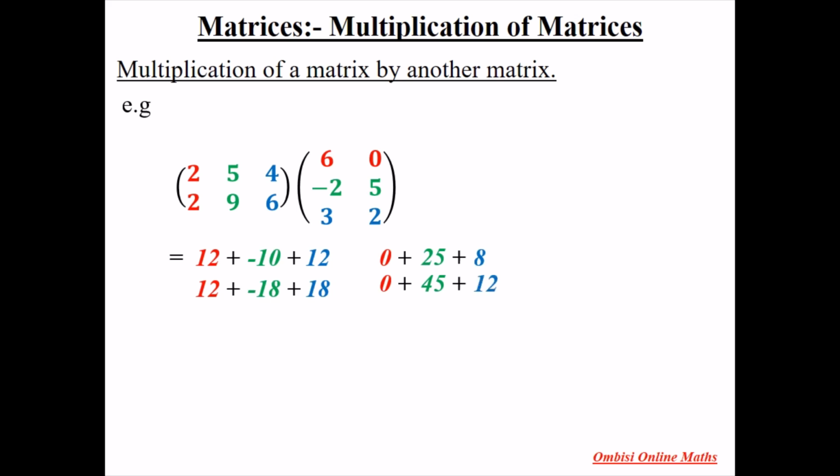And this one translates to 14, 33, 12, 57. So the matrix that we get from multiplying the first one and the second one is the matrix 14, 33, 12, 57.